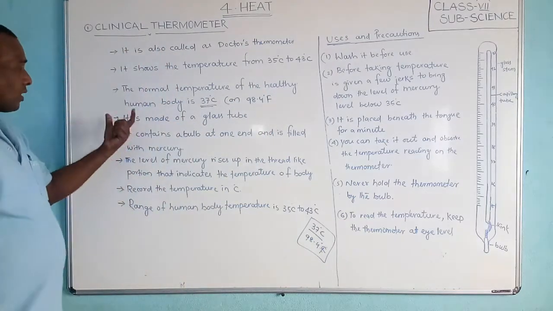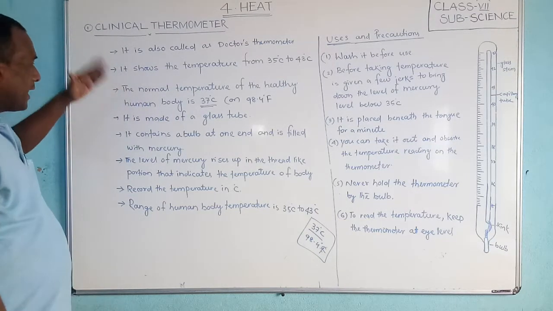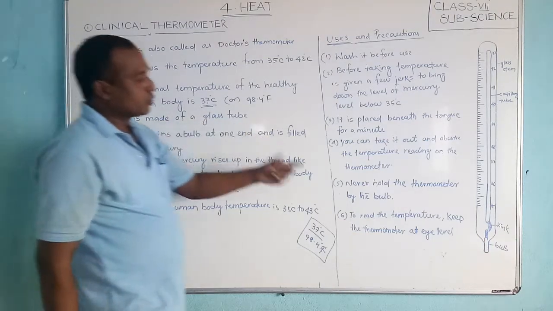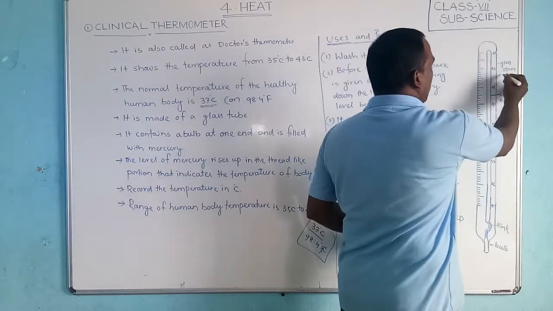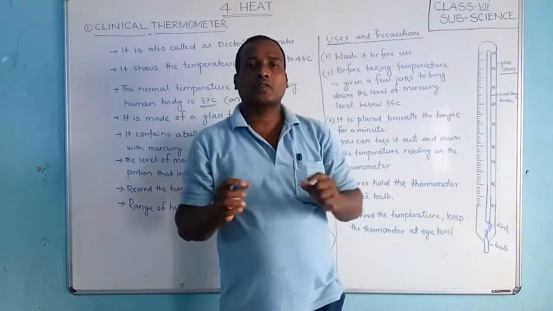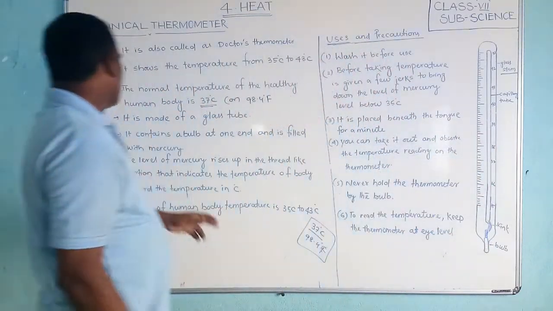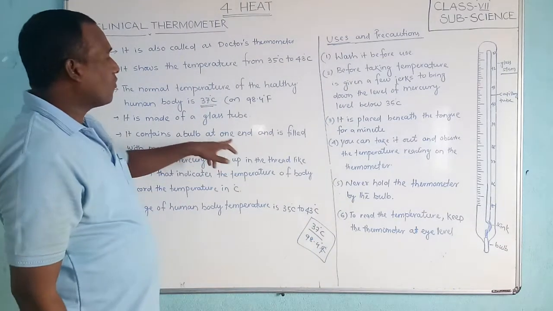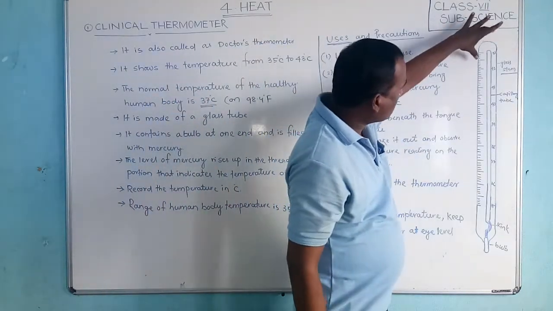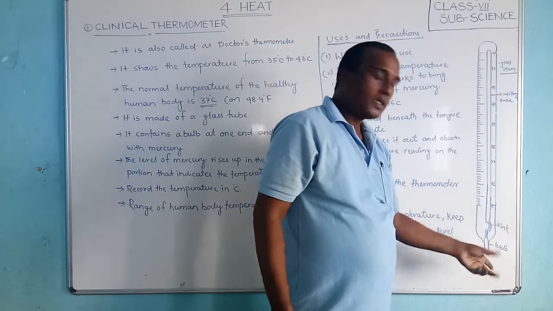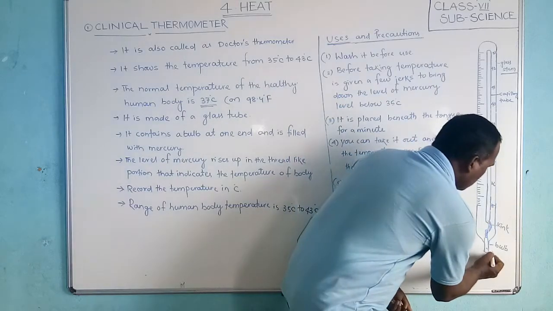Now, its construction. The clinical thermometer is made of a glass tube. The whole part from here to here is covered with one glass stem, like a rod. It contains a bulb at one end, like a cavity, and it is filled with mercury.